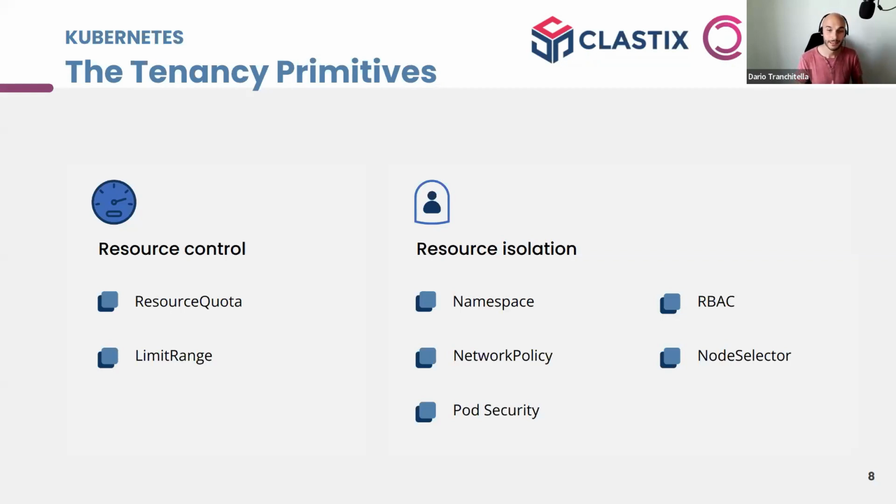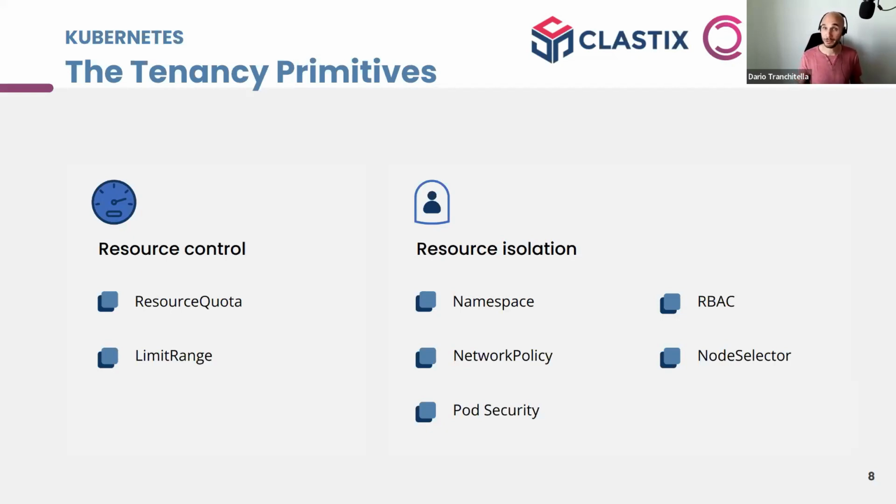Then you can have also network policies that are pretty important to avoid also denial of service inside of your Kubernetes cluster. So the applications cannot communicate with each other if they are not part of the same namespace or part of the same tenant, we're going to see.